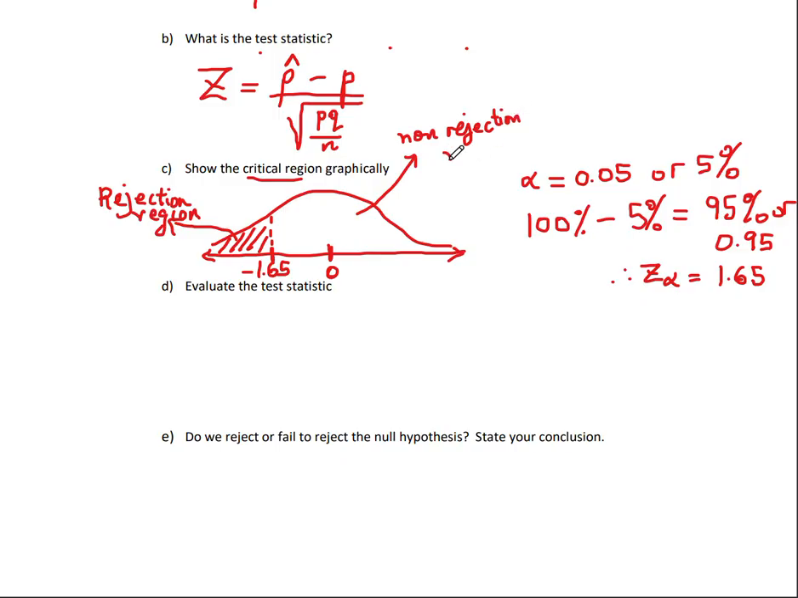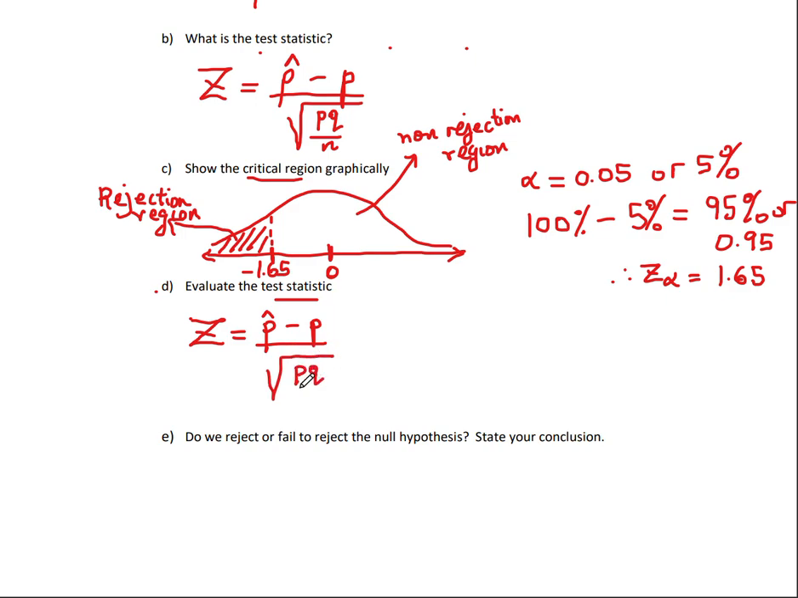Okay? So now we have set up the test very nicely to allow us to make a determination as to whether to reject or not to reject the null hypothesis, which is the whole point of a hypothesis test, based on how the test statistic or calculated value compares to the critical value. In the next step, part D of the question, we're asked to evaluate the test statistic. At this stage, we're basically going to rewrite the test statistic formula. So we're going to say Z equals P hat minus P divided by the square root of PQ over N.